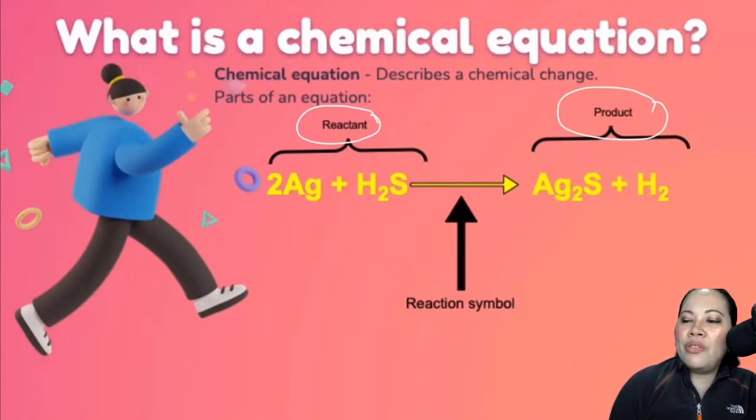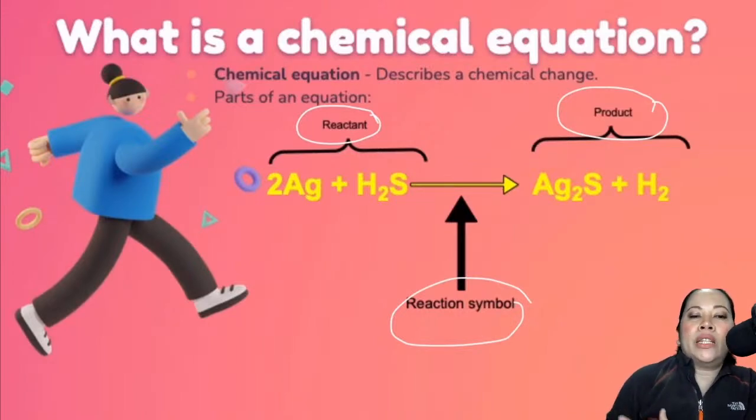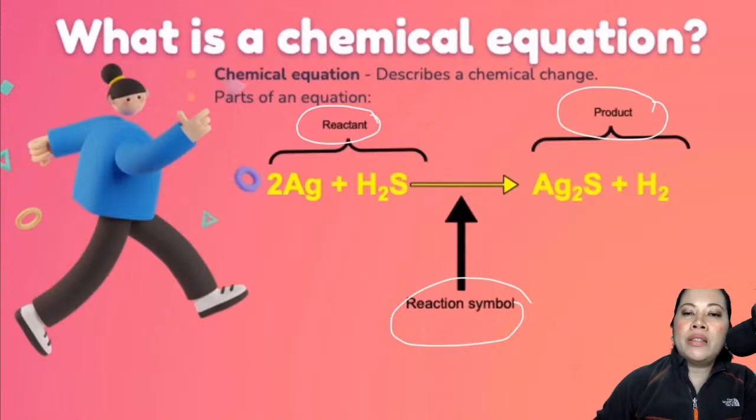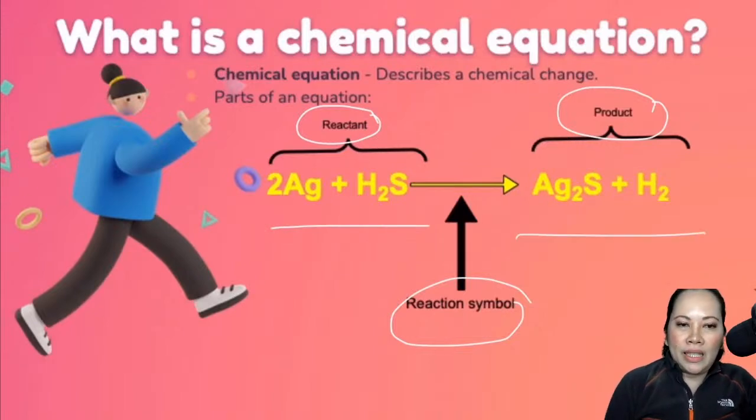Okay, so a chemical equation has different parts. You have your reactant, your product, and your reaction symbol. The reaction symbol tells you what the product is. If it is an arrow to the right, that means on the right side are your products. So it starts with the reactant followed by the product.